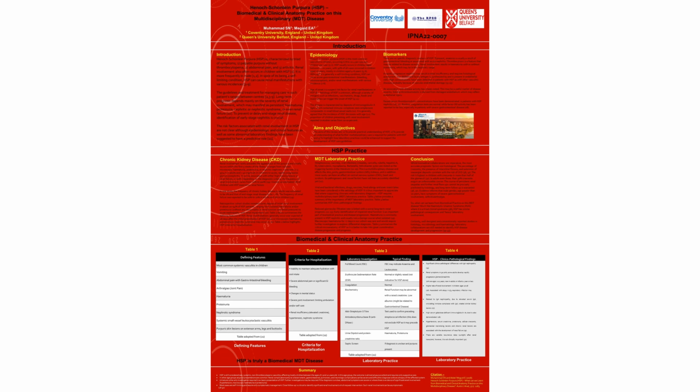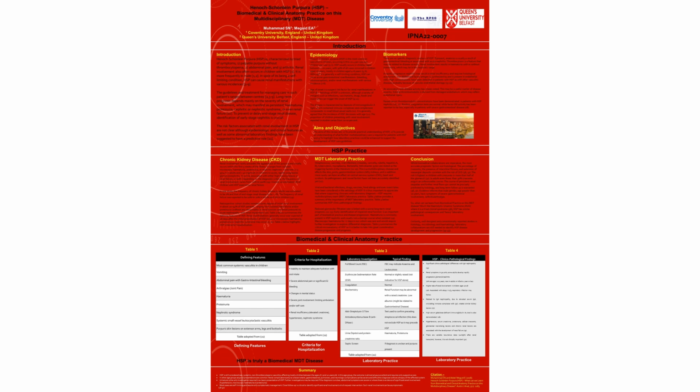And then criteria for hospitalization in Table 2. So there's basically where there's inability to maintain adequate hydration with oral intake. There's severe abdominal pain or significant gastrointestinal bleeding. There's changes in mental status as well. There can be severe joint involvement limiting ambulation and or self-care, and there is also renal insufficiency, where there's elevated creatinine. There's also hypertension, and again, there can be nephrotic syndrome.